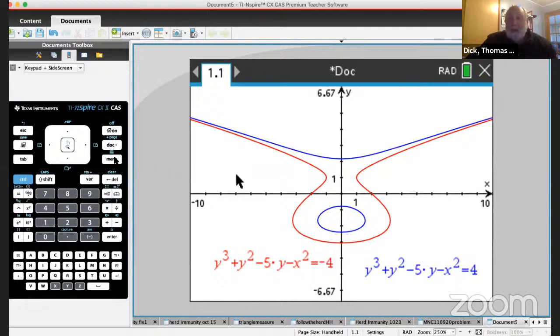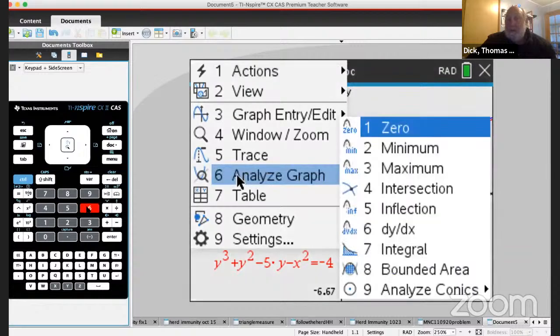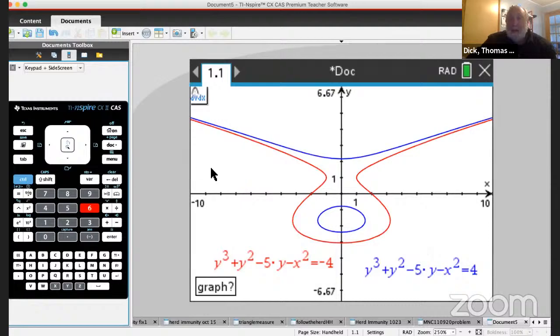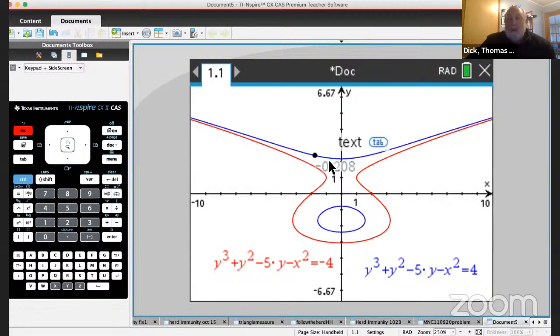Now, let's go back to the menu, and I'm going to choose Analyze Graph. And you'll see there's dy/dx, but we have these implicitly defined functions. So let me go ahead and select that. It's asking me which graph. I'm going to go to the blue graph. And I can put a point on that graph. And what it's reading out is the actual slope, or the value of the derivative at that point. Okay, so this is the implicit derivative.